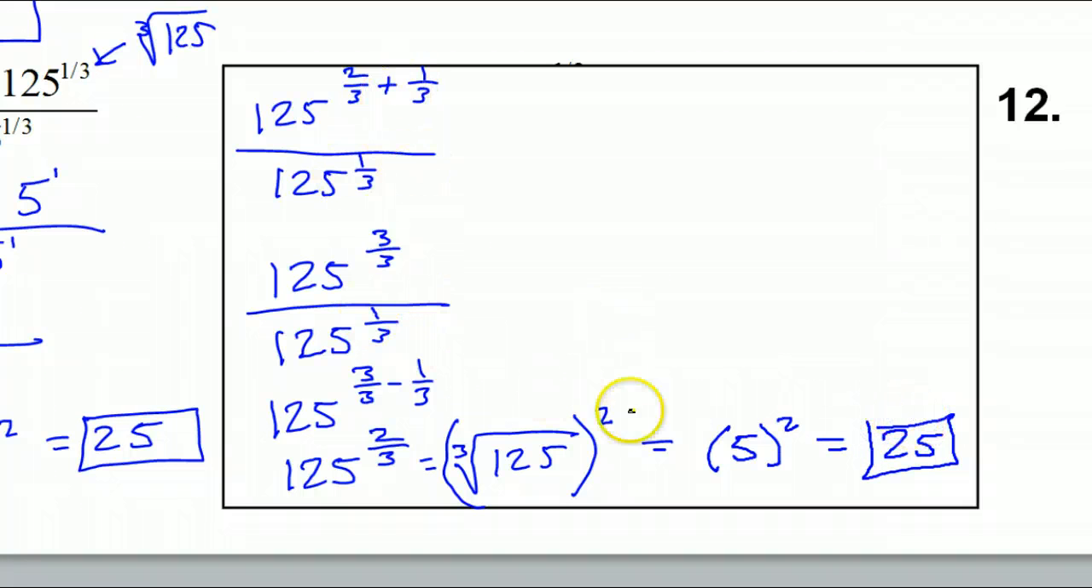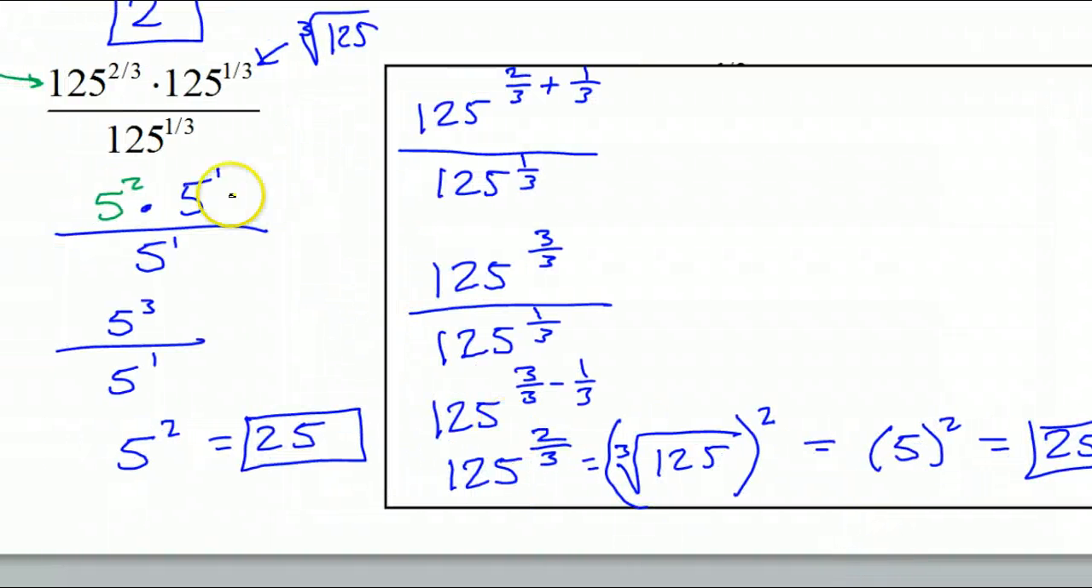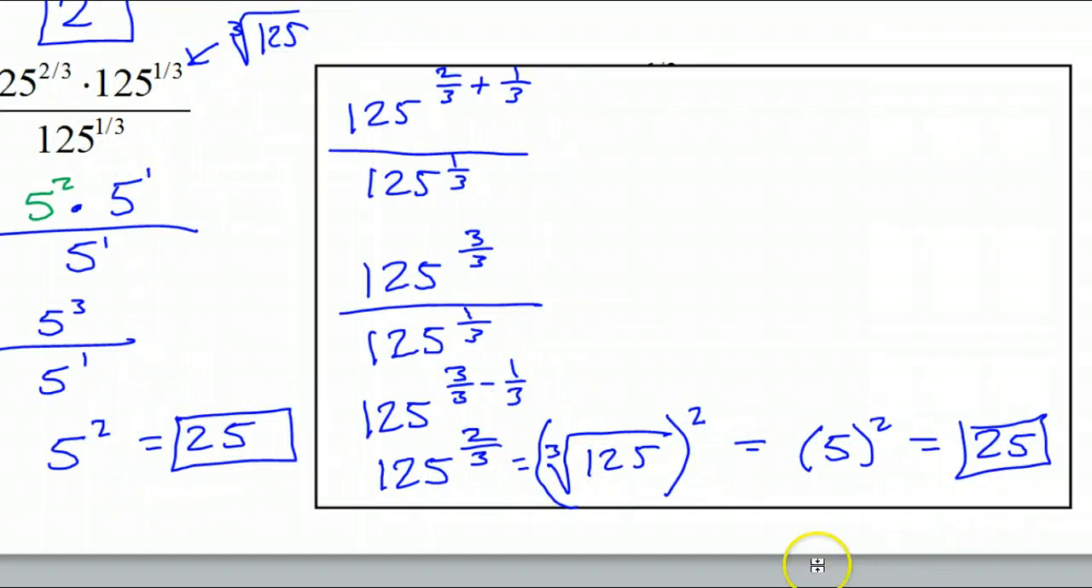So that is the other way to do it. Either way, I'm going to get 25 for the final answer. So you decide which way you feel most comfortable with. This is the way that I probably would have done, but this way works also. Either way, you get 25. That's it for number 10. Let me clean this up and get ready for number 11.